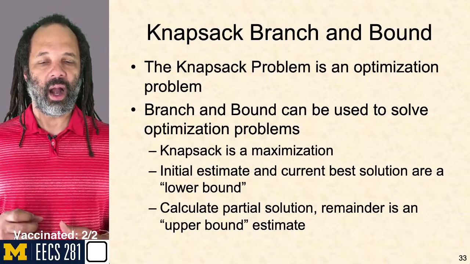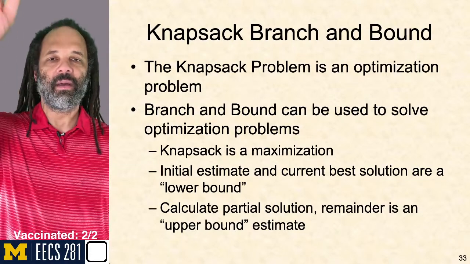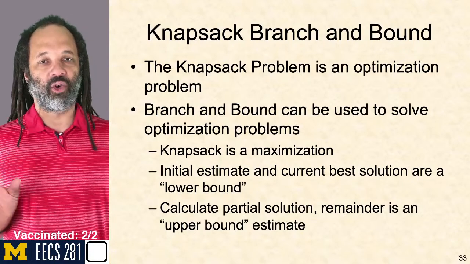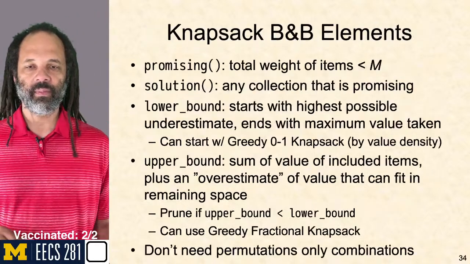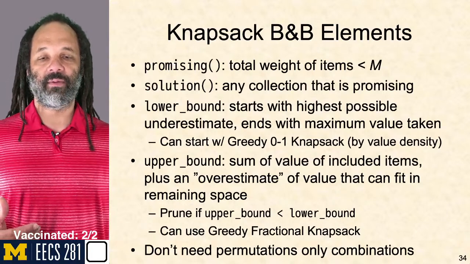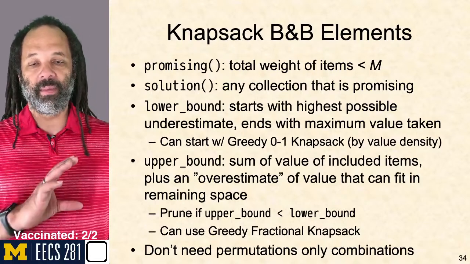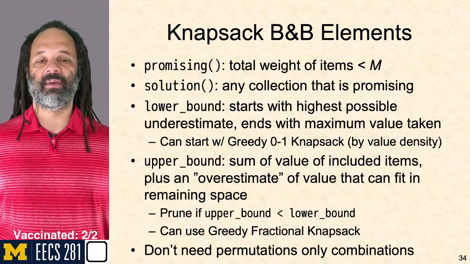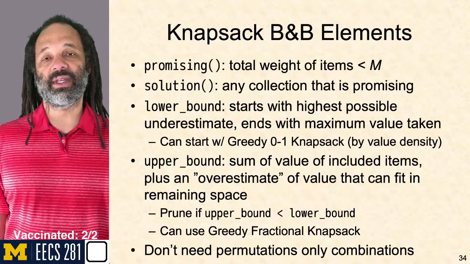So our upper bound here is now what our estimate is. Our estimate has to be no less than actual, whereas when we were minimizing, it had to be no greater than actual. Now it has to be no less than actual. So promising means anything that has a total weight of items less than n. That's pretty straightforward. Our solution is any collection that is promising. That's great. And our lower bound starts with the highest possible underestimate and ends with the maximum value that we get. We can start with a greedy 0-1 knapsack.